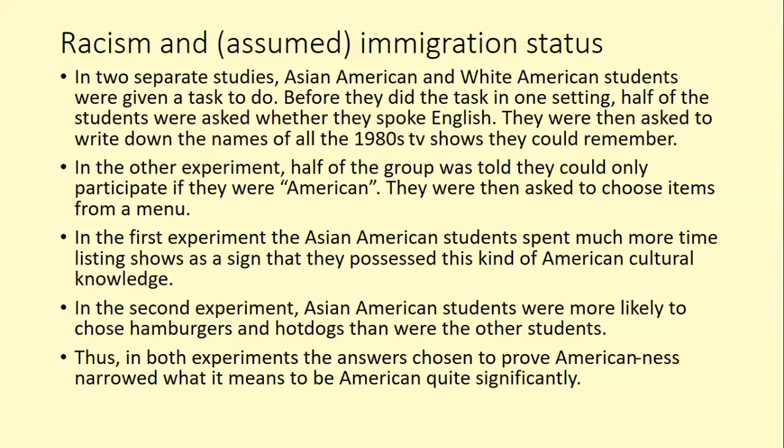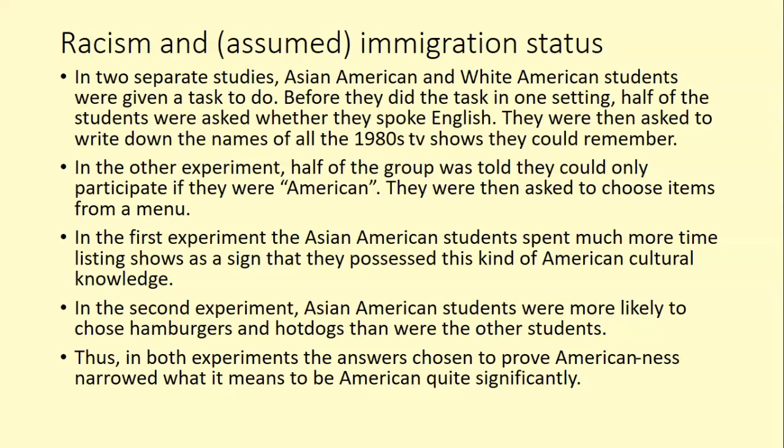So in both of these experiments, the answers that they chose to prove their Americanness narrowed what it means to be called an American quite significantly. They chose those things that were most American and let go those things that could not be so strongly emphasized as American. So choosing the chicken sandwich or the salad was not Americanness, was not American. By doing this, you limit what can be chosen to be American.